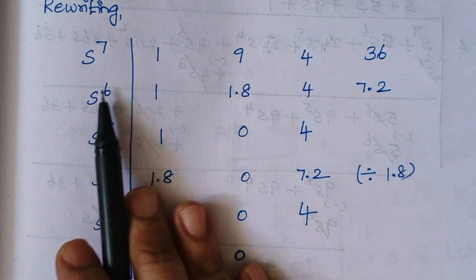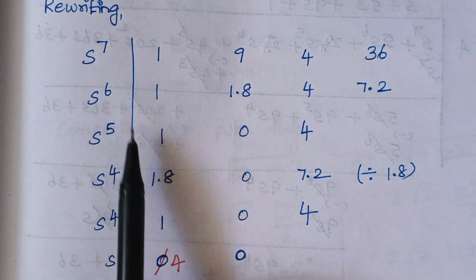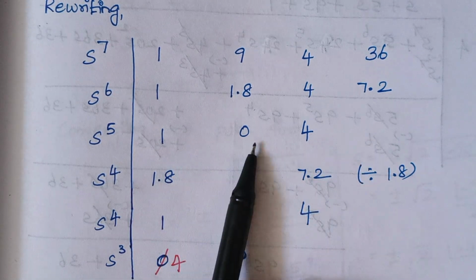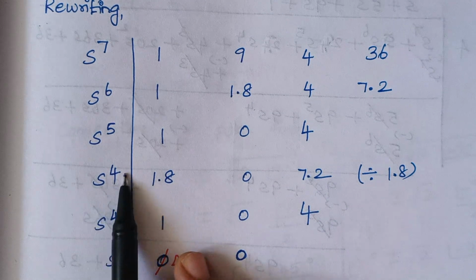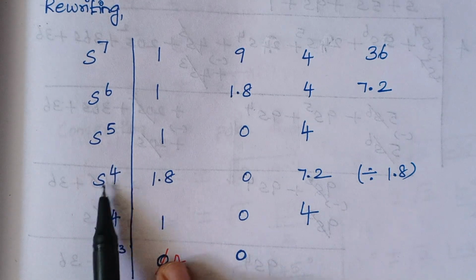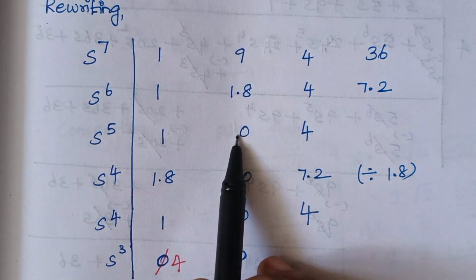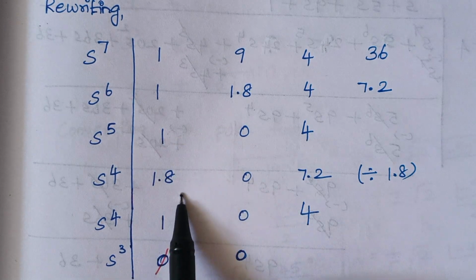Again, here I have rewritten the Routh array. So finally we have formed values up to s to the power 5, right? 1, 0 and 4. And the next step is we have to find s to the power 4. How to find s to the power 4? You see, 1 into 1.8 minus 0 into 1 divided by 1, right? That gives the first value.